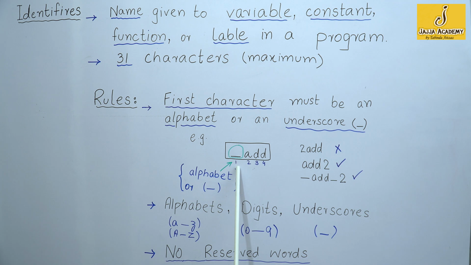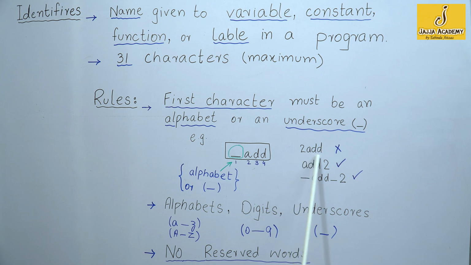And the same rule is for constant, function and label in a program. The remaining 3 characters may be a combination of alphabets, digits or underscore. I have written some examples here. In my first example, I have written 2 as the first character of this variable, which is not according to the rule for writing identifiers.